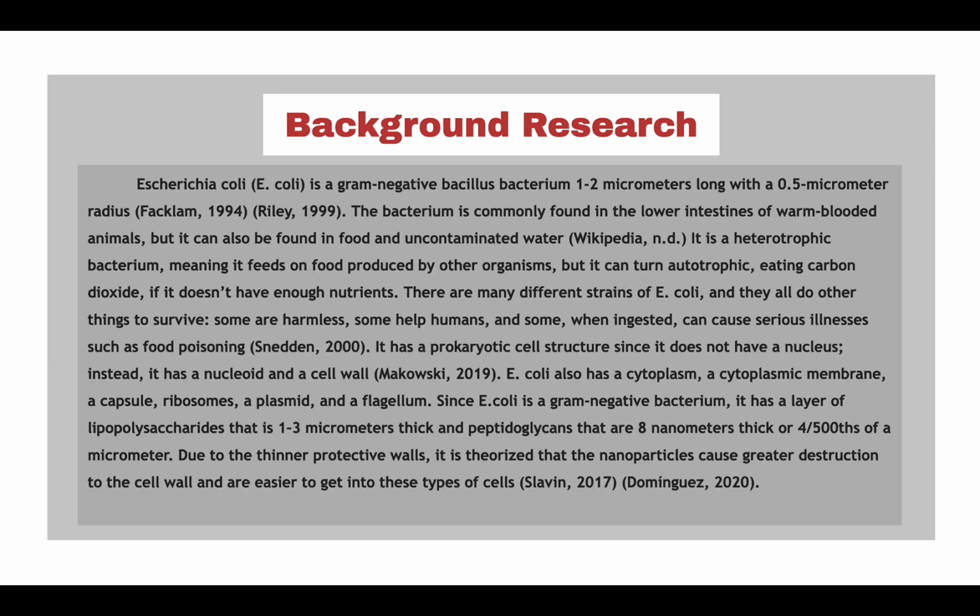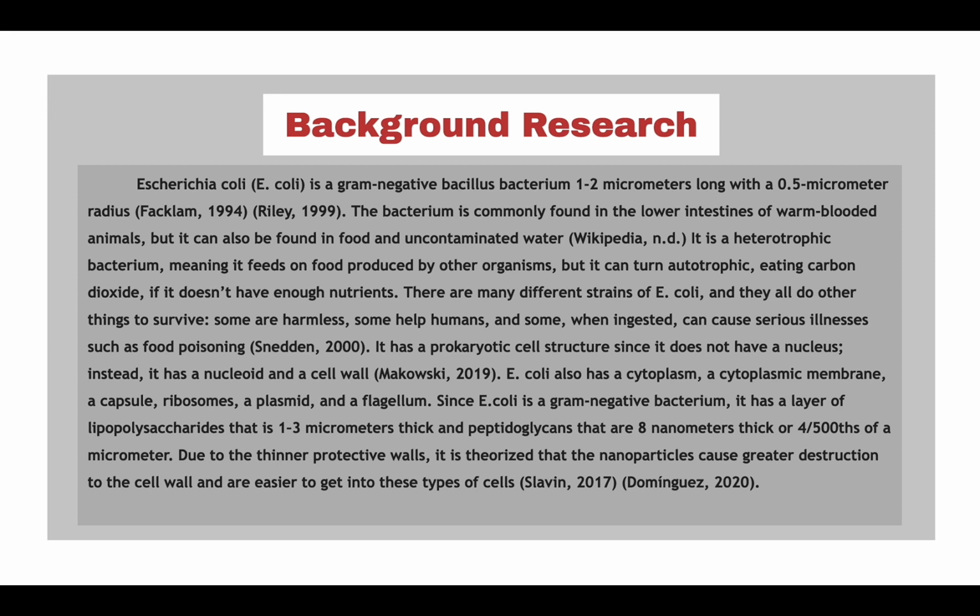E. coli is a gram-negative Bacillus bacterium 1 to 2 micrometers long with a 0.5 micrometer radius. The bacterium is commonly found in the lower intestines of warm-blooded animals, but it can also be found in food and uncontaminated water. It is a heterotrophic bacterium, meaning it feeds on food produced by other organisms, but it can turn autotrophic eating carbon dioxide if it doesn't have enough nutrients.